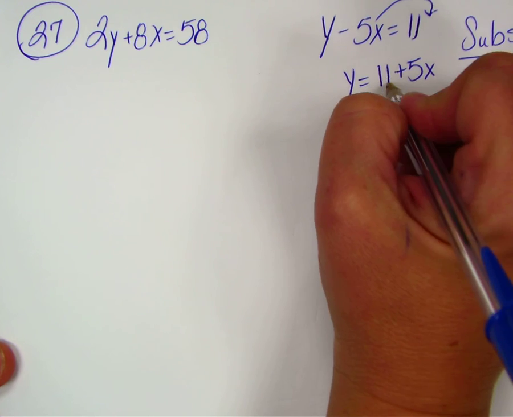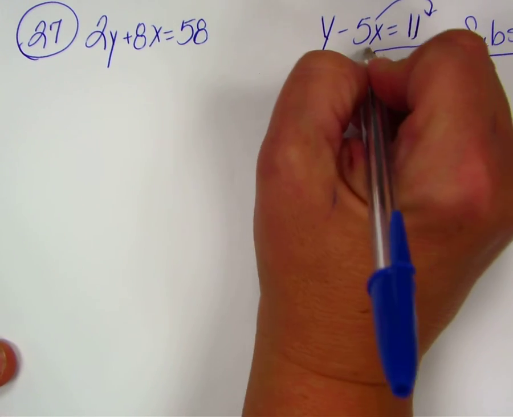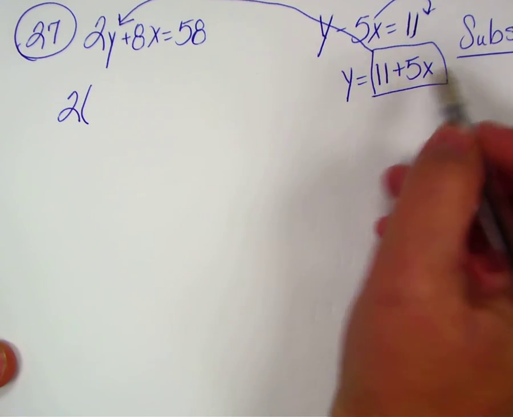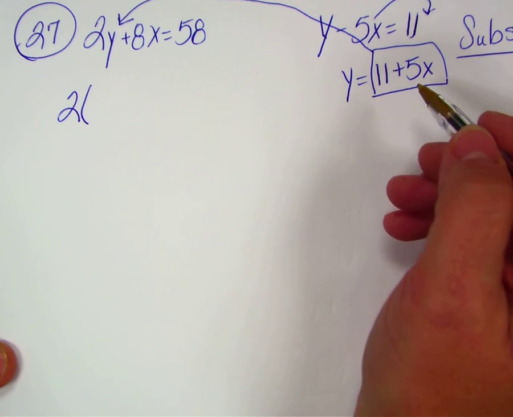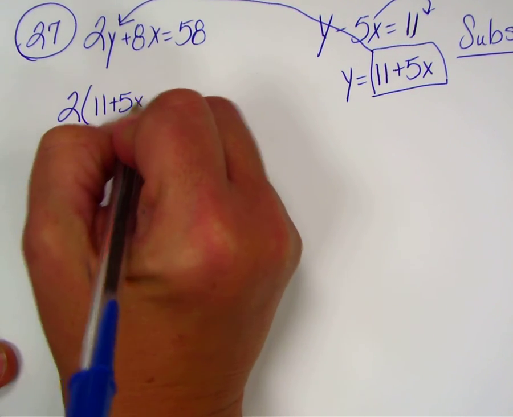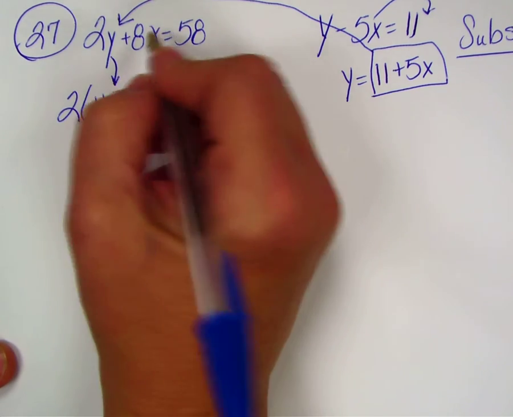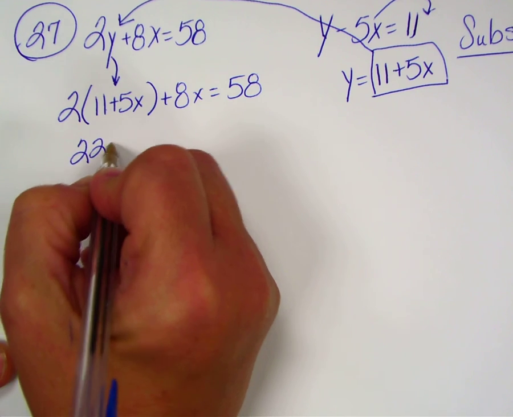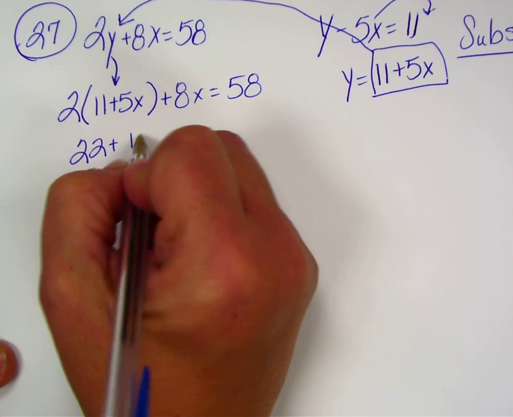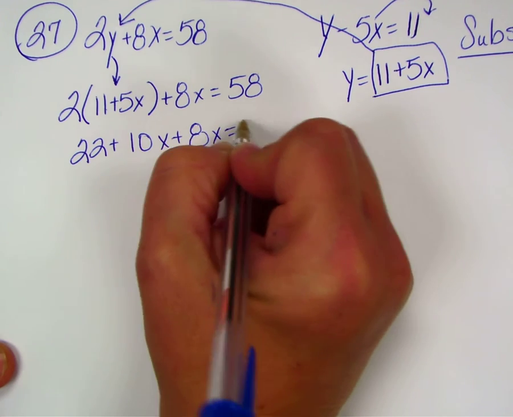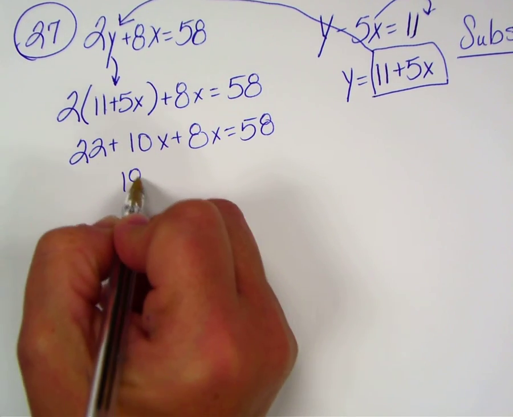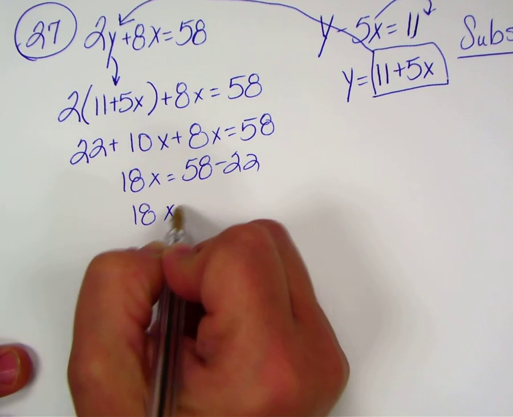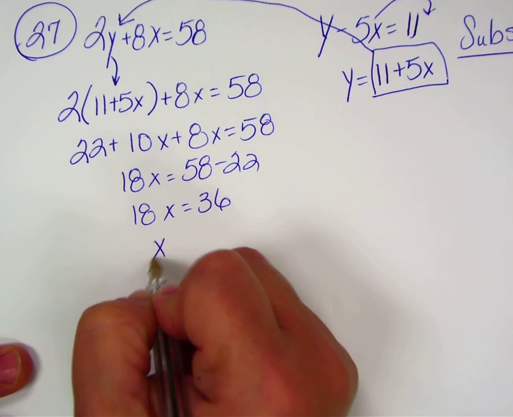So you're saying y equals 11 plus 5x, so I'm going to take this over here, put it in for y, and substitute it for y. So instead of 2y, I have 2 times 11 plus 5x, because that's the same thing as y. Okay, instead of that y, I wrote 11 plus 5x plus 8x equals 58. So 22, use that distributive property, plus 10x plus 8x is 58. So 18x is 58 minus 22. 18x is equal to 36, so x must be 2.